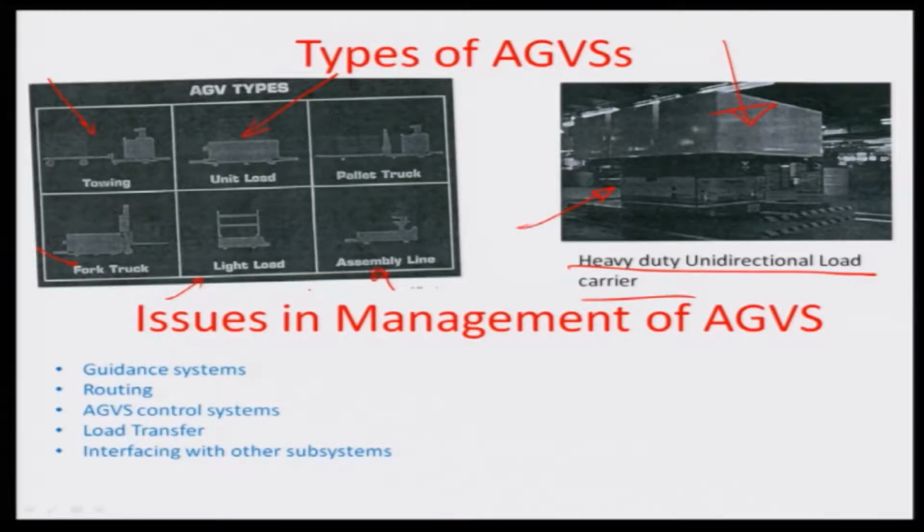The critical issues in the management of AGVS are the guidance systems, the routing, the control systems of the AGV, and obviously the main purpose, which is the load transfer. What is the capacity of the AGVS to take loads, and how can you interface with other subsystems like the flexible management system, so that you can get the requirement from the subsystem and put it into place so that material handling happens where it is needed, in the right quantity, at the right time, under the principles of whatever lean manufacturing issues industry has to go through.